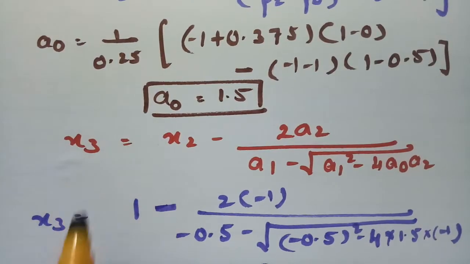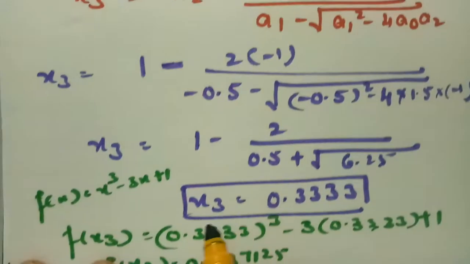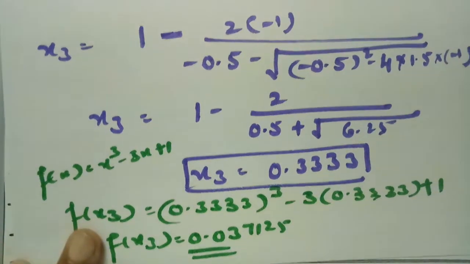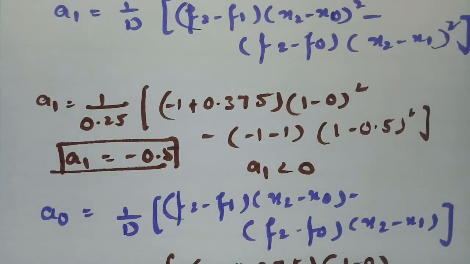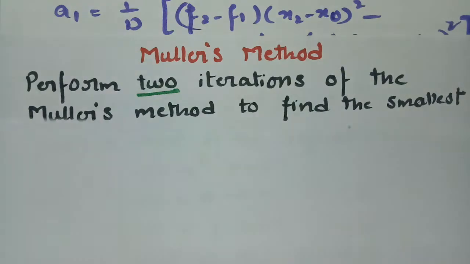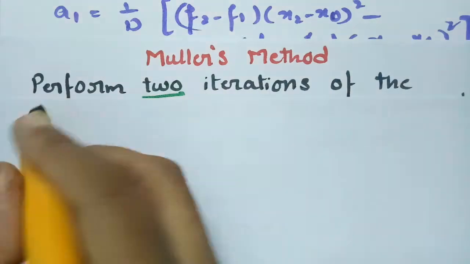So we need the value of x3, so x3 is equal to this, x2 minus, so what is our x2 value? So x2 is equal to 1. After substituting we got the value of x3 and later f of x3. So the problem is not completed. We have to do the second iteration. Before going into the second iteration, this is also very easy, the same process I am following. See here, second iteration.